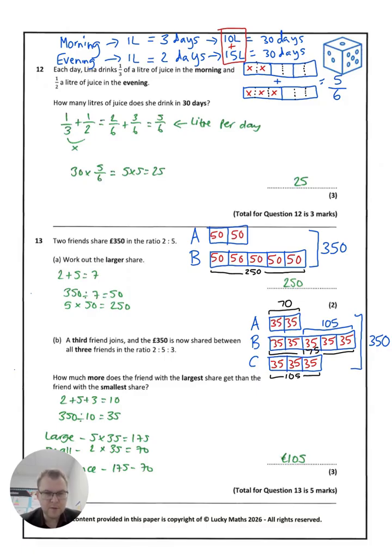So the question is, does the friend with the largest share get more than the smallest share? So we're looking at person B in the middle, 175, take away person A, who's getting 70. So that's a difference of 105.